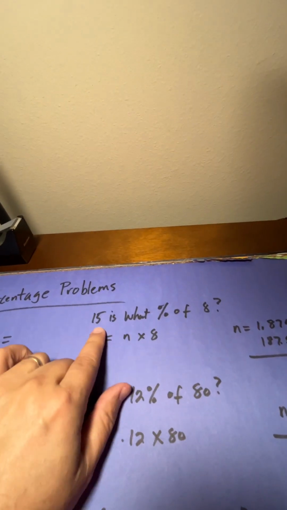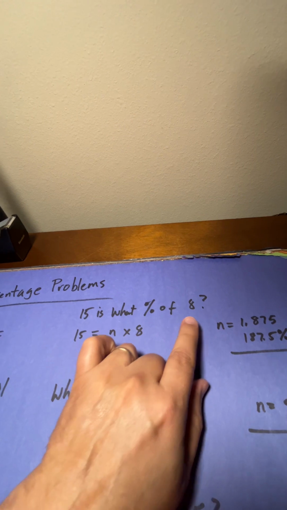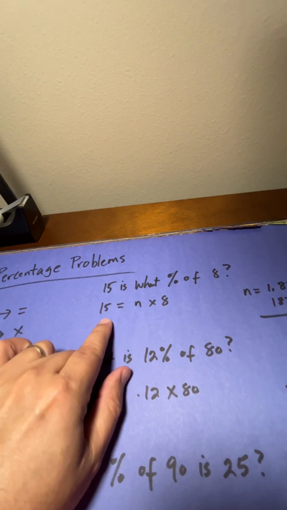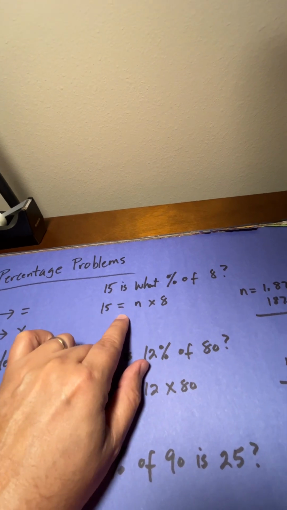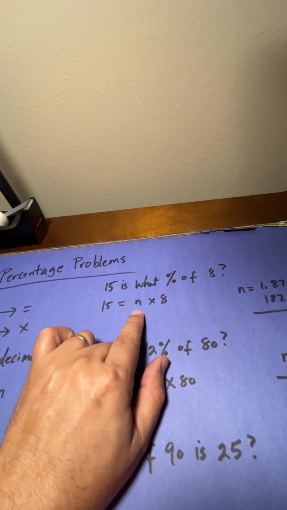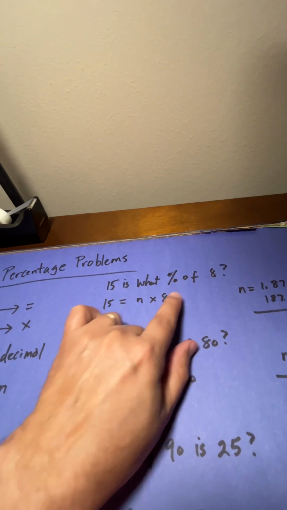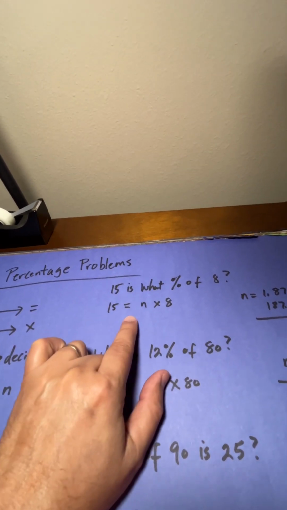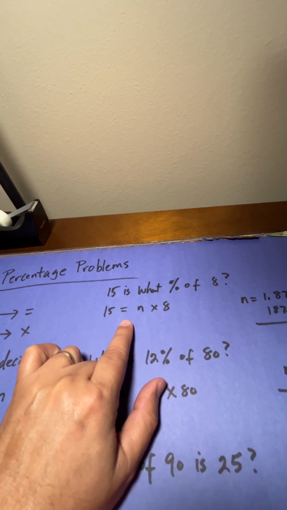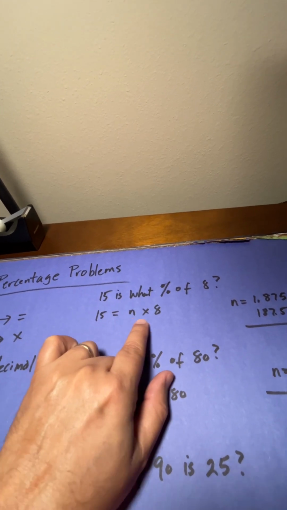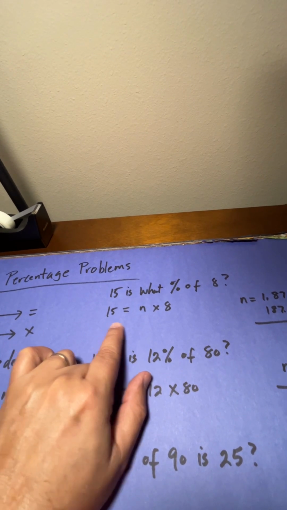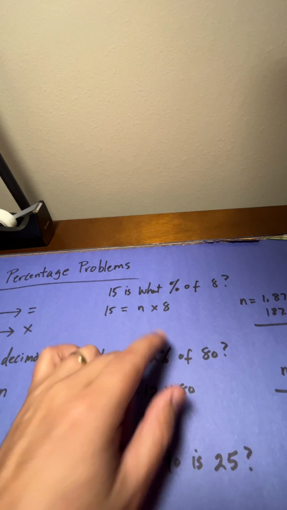So let's look at this problem. 15 is what percent of 8? So using those rules, 15 gets translated as 15, is means equals, what percent gets the letter n, a variable, of means multiply, and 8 is, of course, 8. So I have this equation. Now, using pre-algebra skills, if you have n times 8, you're going to divide both sides by 8 to get rid of the 8 here so that you have n by itself.